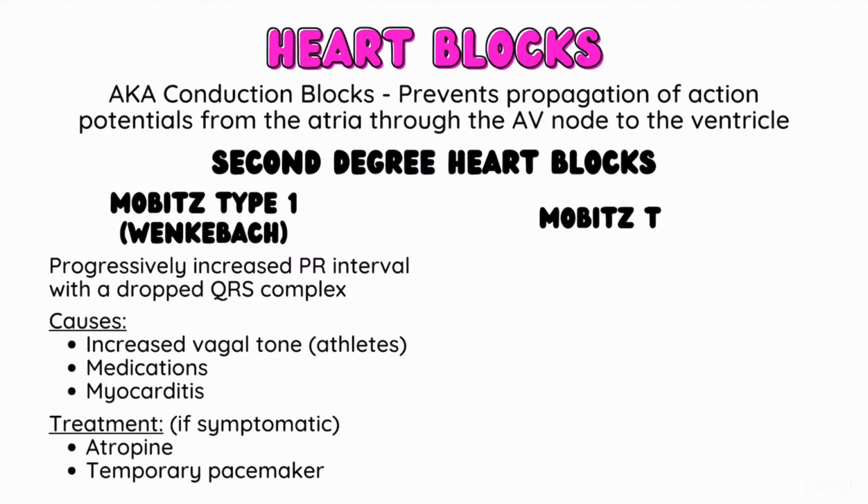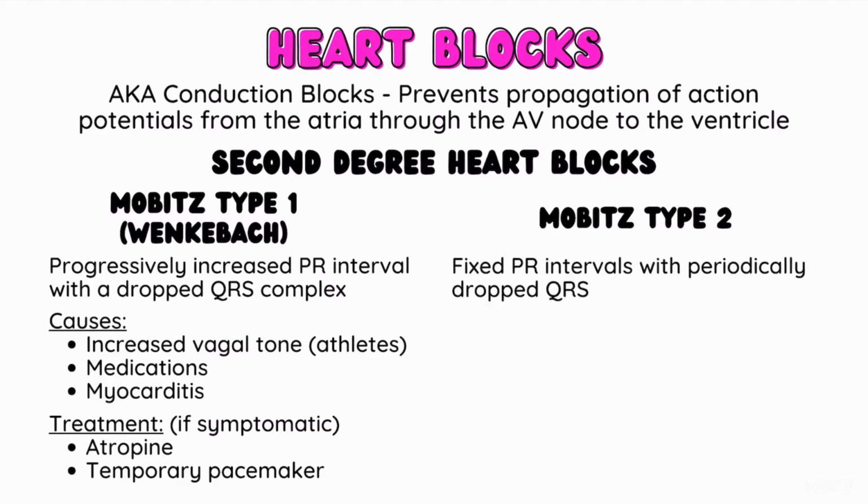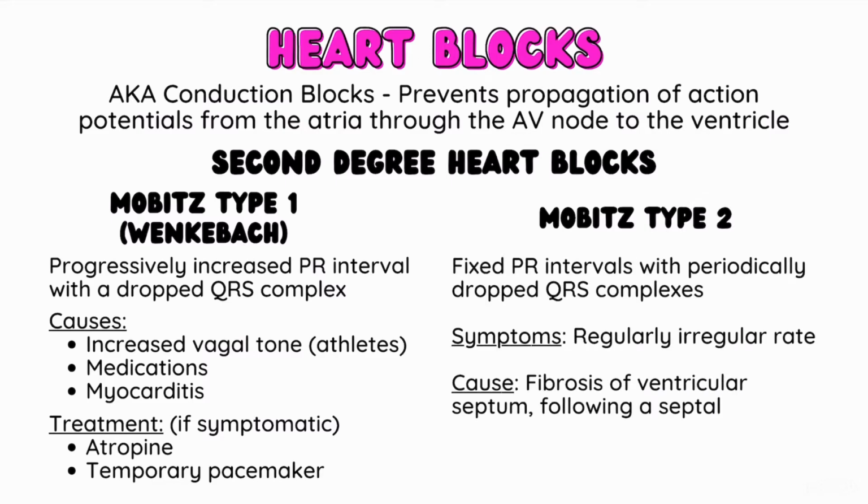Mobitz type 2 heart blocks are characterized by fixed PR intervals and periodically dropped QRS complexes. This may lead to a regularly irregular heart rhythm.